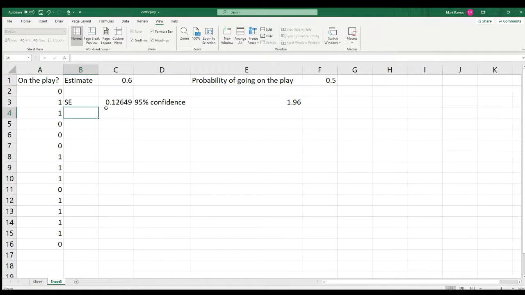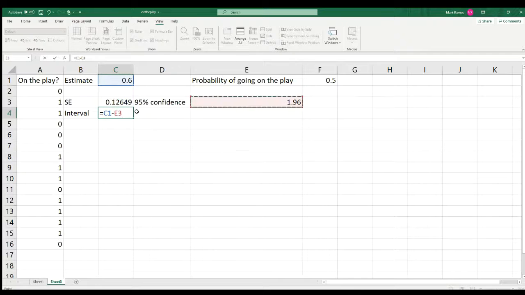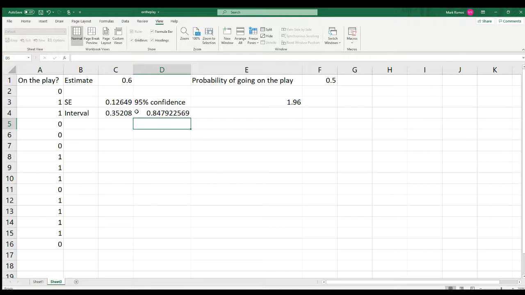All right, so now that we have our standard error and our level of confidence, it's time to construct our interval. That's just a matter of getting our initial estimate, and then subtracting 1.96 multiplied by the standard error. That will be our lower bound, and then our upper bound would be the opposite: you have your estimate plus 1.96 multiplied by the standard error. And so this becomes our interval.